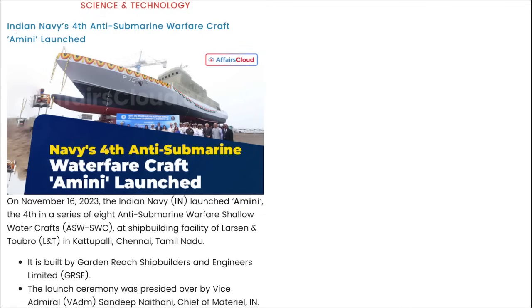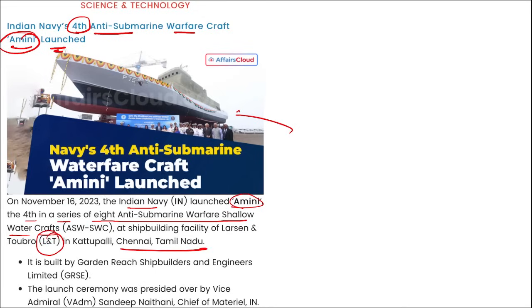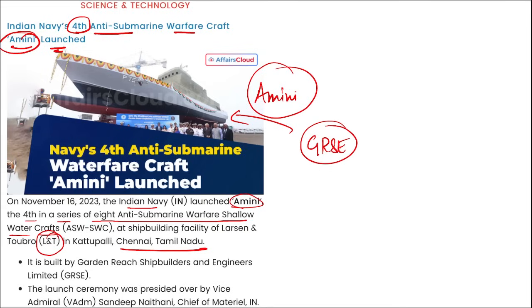Next, Indian Navy's fourth anti-submarine warfare craft Amini has been launched. I repeat, Indian Navy launched Amini, the fourth in the series of 8 anti-submarine warfare shallow water craft, and it was launched at a shipbuilding facility of L&T in Chennai, Tamil Nadu. As you can see in the picture, this is your anti-submarine warfare craft, that is Amini. The name here is Amini. Correct? It is built by GRSE, that is Garden Reach Shipbuilders and Engineers Limited. Correct? Mark this.